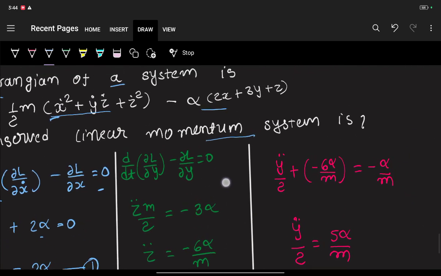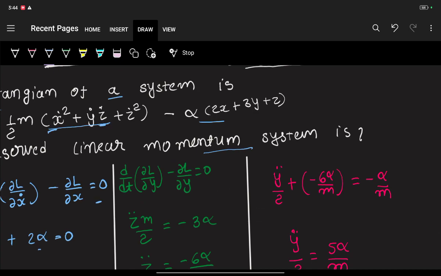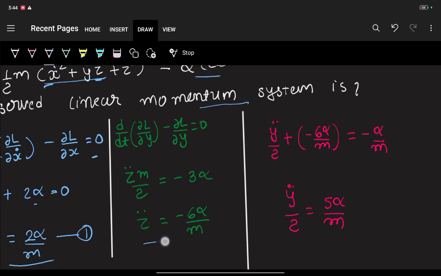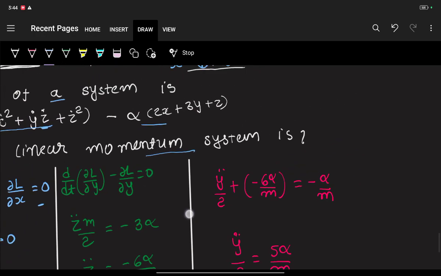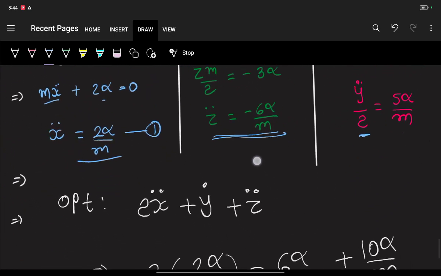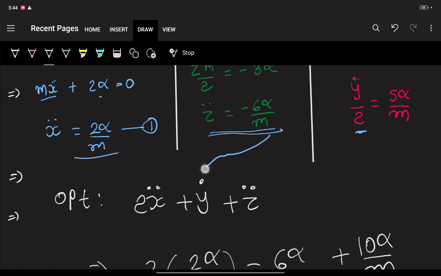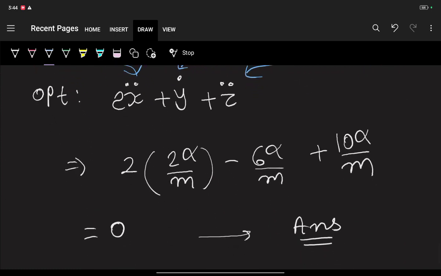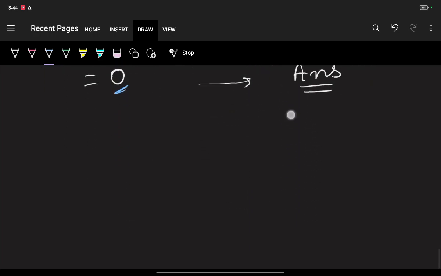Similar operation we are going to do for the y component and we will get y double dot is equal to minus 6 alpha upon m, and similarly for the z component we will get z double dot by 2 is equal to 5 alpha upon m. By plugging these values into the option that was given, we will get the answer 0. That means this is the linearly conserved equation.